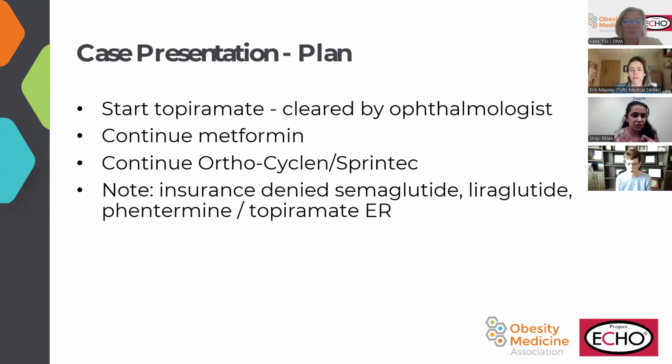So we have a case here. She's on topiramate. She has multiple comorbidities. We continue to give metformin. The GI specialist was fine with that. She continues to be on Sprintec because of irregular cycles. I think that's all I have. So any suggestions on how to take care of this case, or anything else, if anybody can contribute, I think that would be awesome.